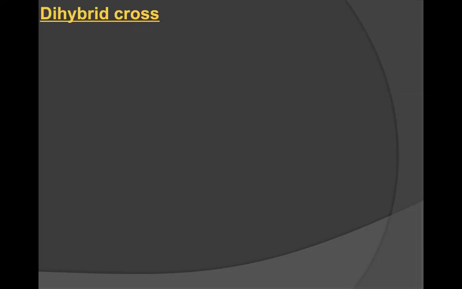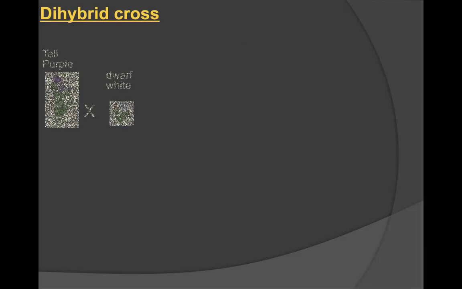Let's take a look at a typical dihybrid cross. In this instance, we are going to be taking a tall purple plant and crossing it with a dwarf white plant. Keep in mind that in a dihybrid cross, we are now dealing with two different characteristics. In this case, tall versus dwarf and purple versus white. Let's say that you are given that both of these individuals are considered to be homozygous. As a result, we have a homozygous dominant individual that is crossed with a homozygous recessive.